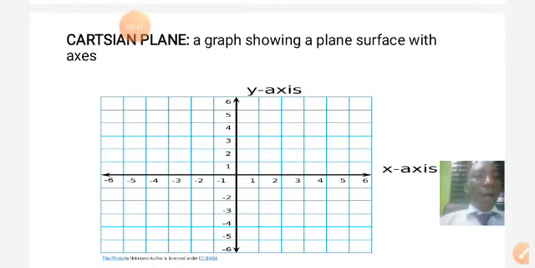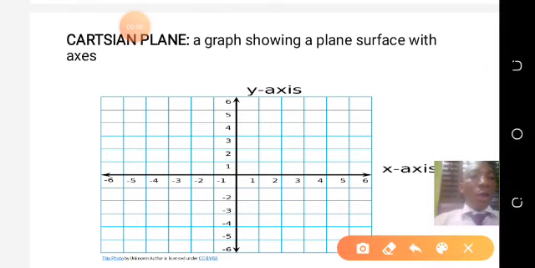As you can see on our screen, this is what we call a Cartesian plane. That is a graph showing a plane surface with axes. We have what we call the y-axis here. This is the y-axis. And we also have what we call the x-axis. The y-axis is a line that is drawn from the top to the bottom of a graph, and we can also call that a vertical line.